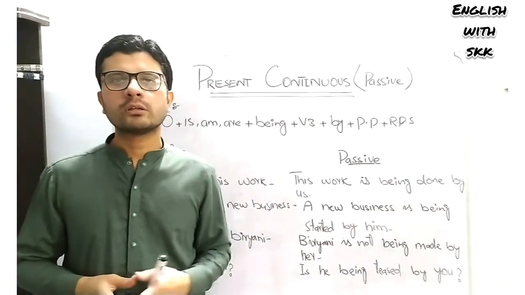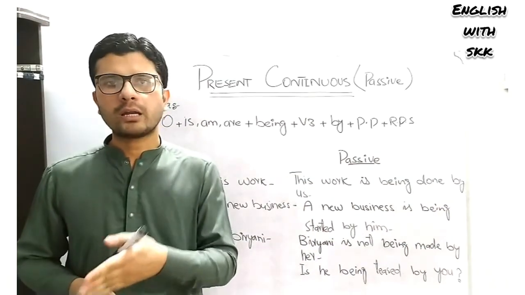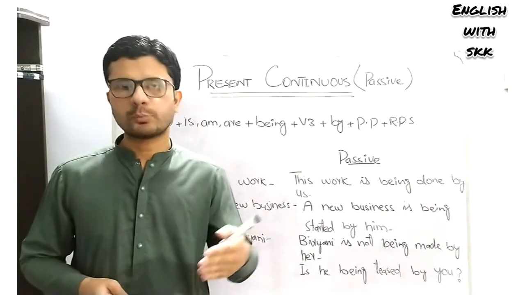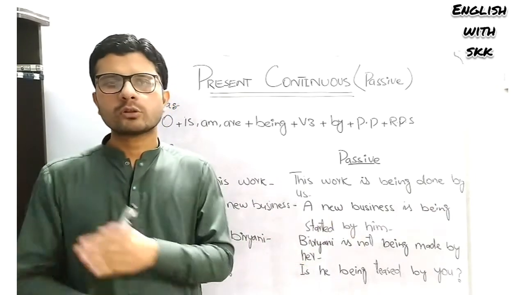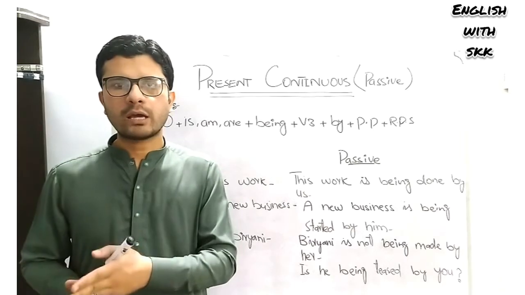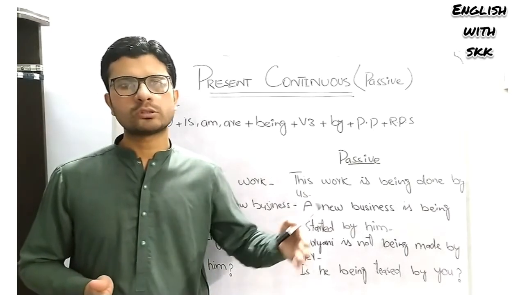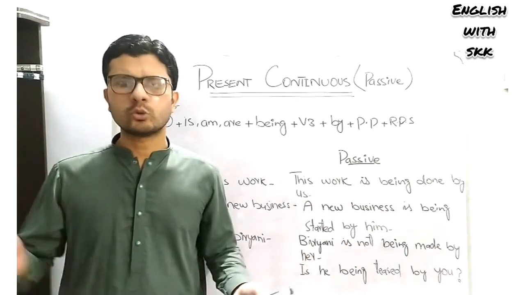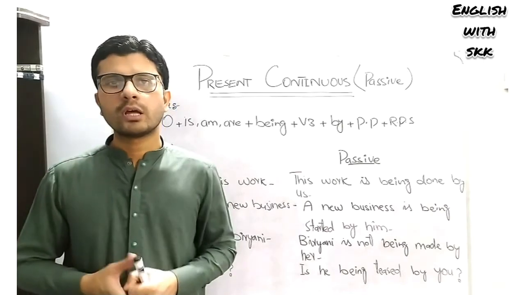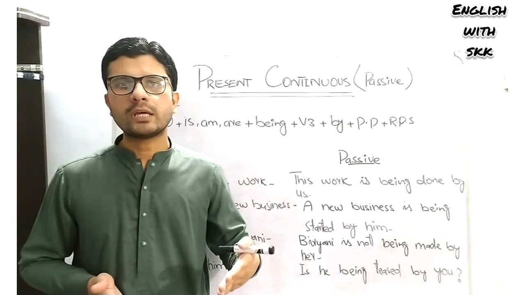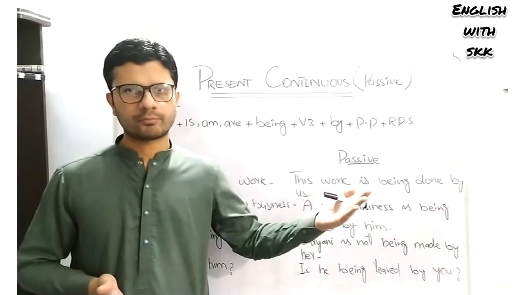He is using a mobile. A mobile is being used by him. He is not using a mobile. A mobile is not being used by him. Is he using a mobile? This is interrogative. Is a mobile being used by him?